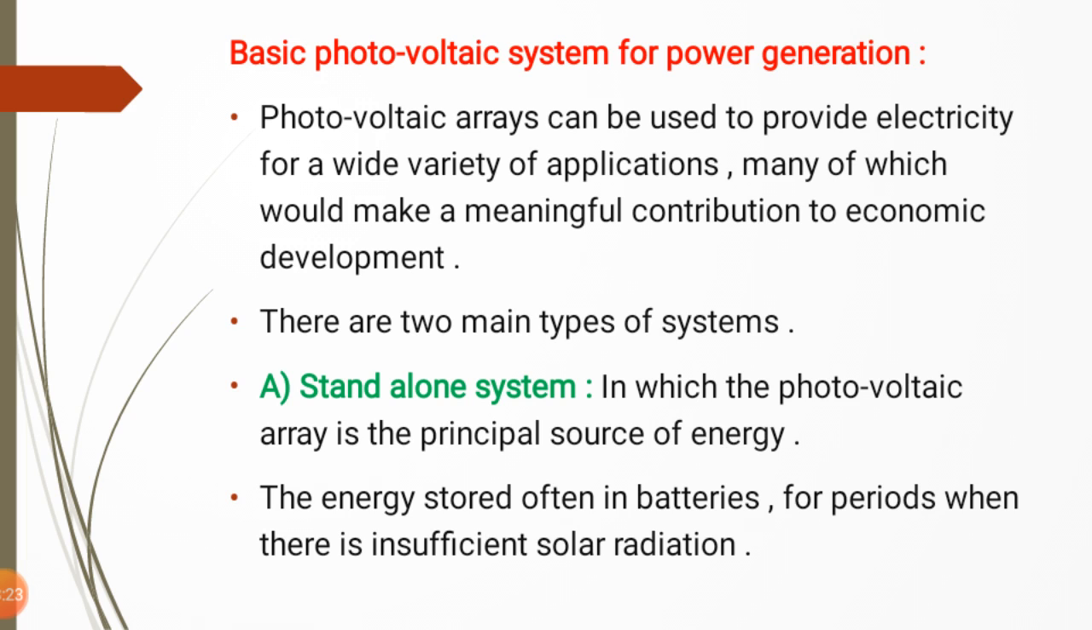The energy is stored, often in batteries, for periods when there is insufficient solar radiation. When we don't need any energy at that particular instant, we can store that energy in the batteries for periods when there is insufficient solar energy. We can utilize that energy later, so for the storage of that energy we can use batteries.